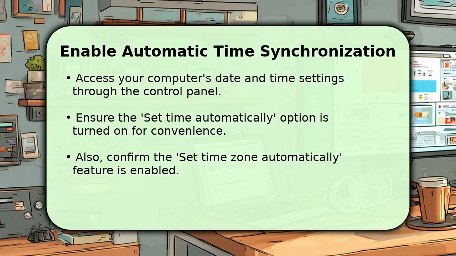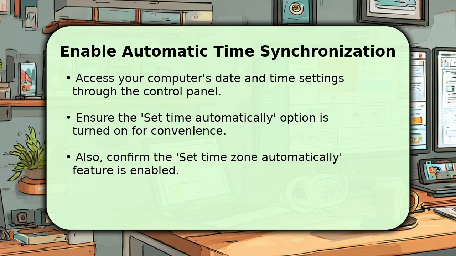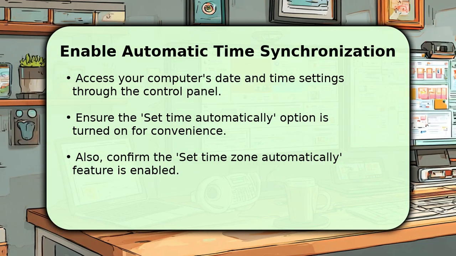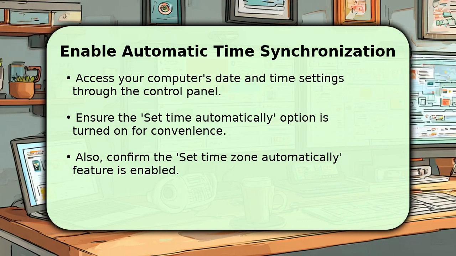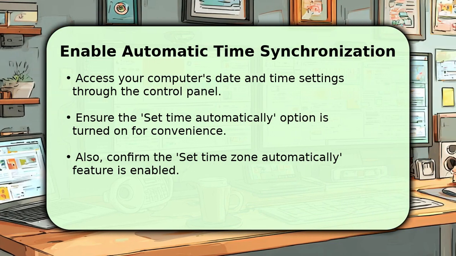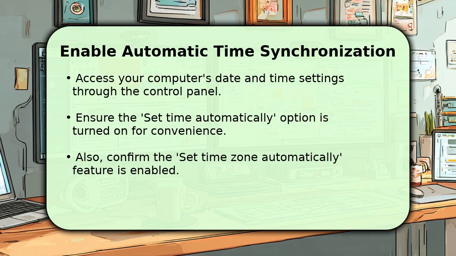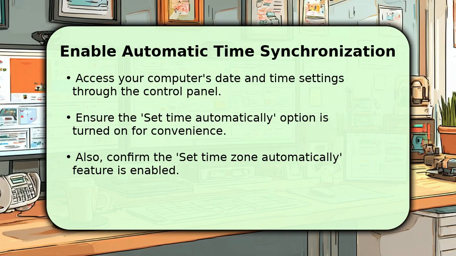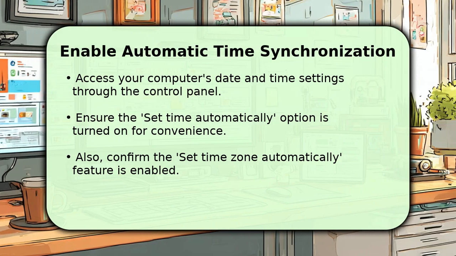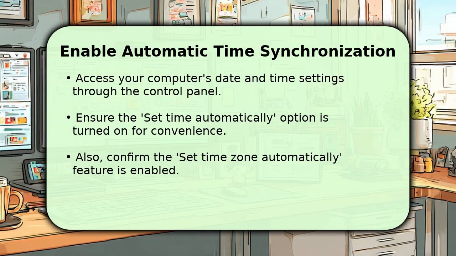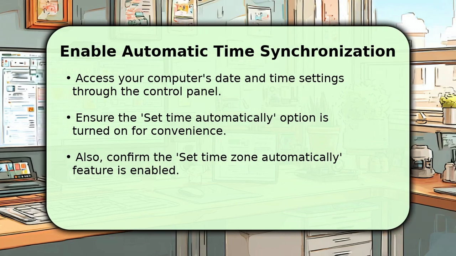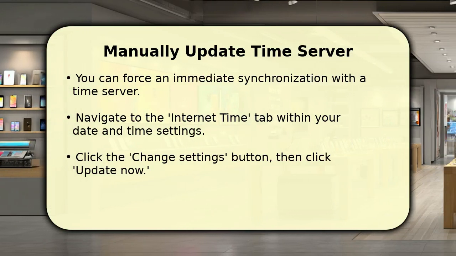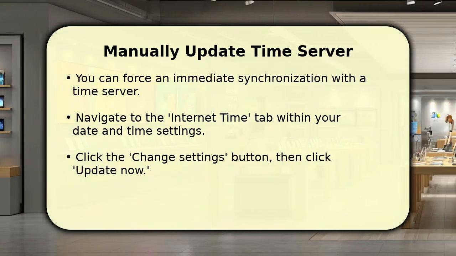To begin, open your computer's date and time settings, usually found in the control panel or system preferences. Locate the option labeled Set Time Automatically and ensure it is switched to the on position. Additionally, verify that Set Time Zone Automatically is also enabled for optimal performance. This setup allows your computer to synchronize its clock with a reliable internet time server, ensuring consistent accuracy without manual adjustments. If automatic sync doesn't immediately resolve the issue, you can force an update.